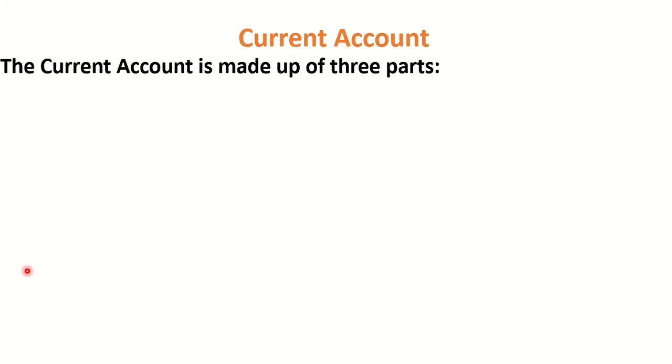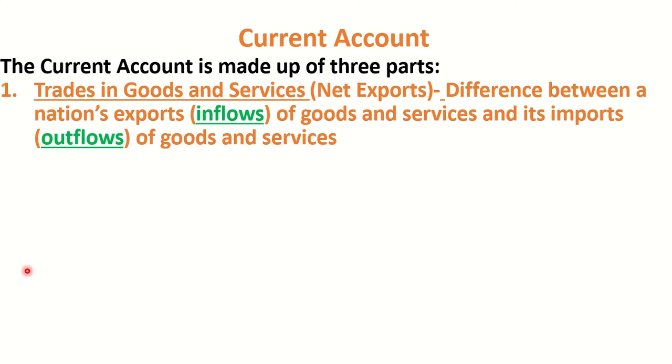The current account is made up of three parts. It's made up of trade in goods and services, right? So the balance of trade, net exports, the difference between inflows, exports, which is an inflow of money, and goods and services that it imports, which is an outflow of money, okay? So look at it this way. We export things, meaning we ship goods and services out, and then we have an inflow of money.